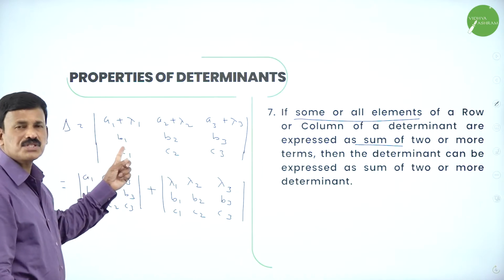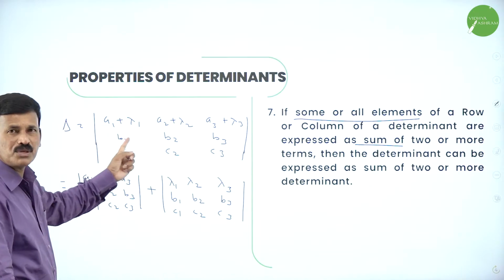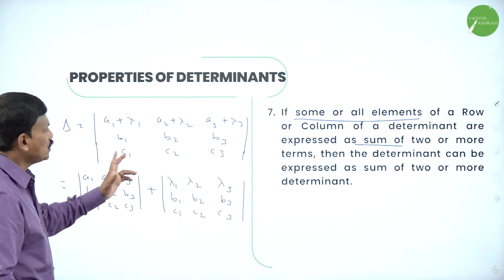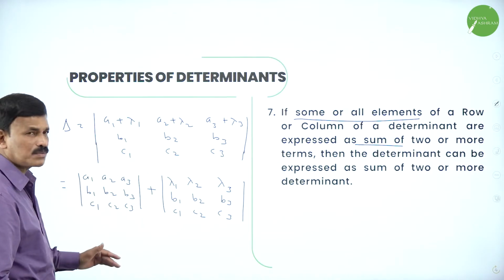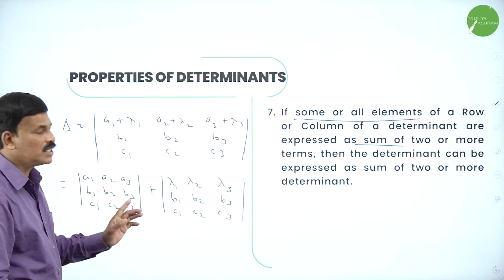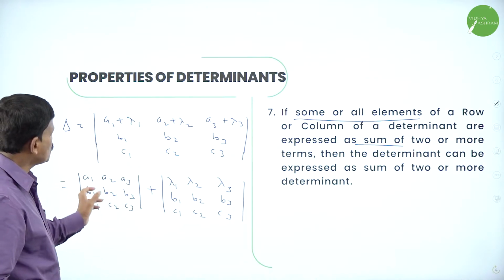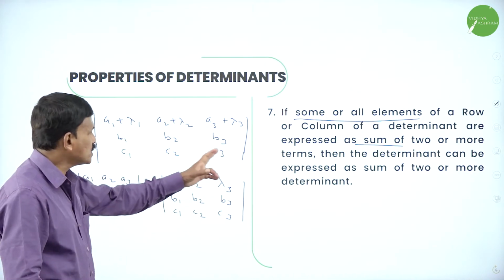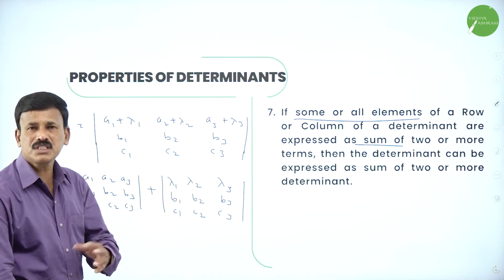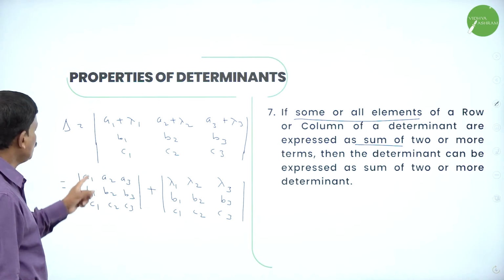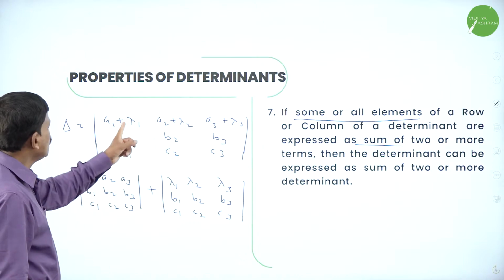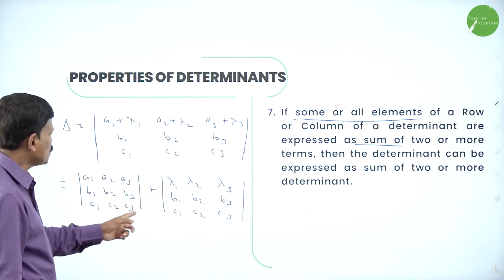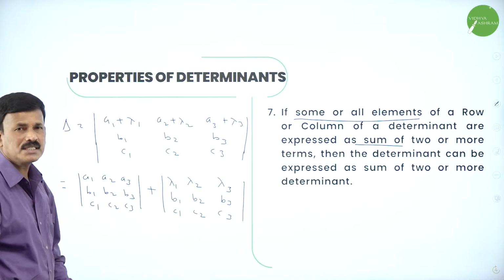So, here first row contains sum of 2 terms, A1 plus lambda 1, A2 plus lambda 2 and A3 plus lambda 3. Second row and third row are same. This can be expressed as sum of 2 individual determinants. First determinant contains first row as first element. Second determinant contains first row as the second element. Second and third row are same for both the determinants. So, A1, A2, A3, here lambda 1, lambda 2, lambda 3, plus B1, B2, B3, C1, C2, C3 are same. Now let us expand this.